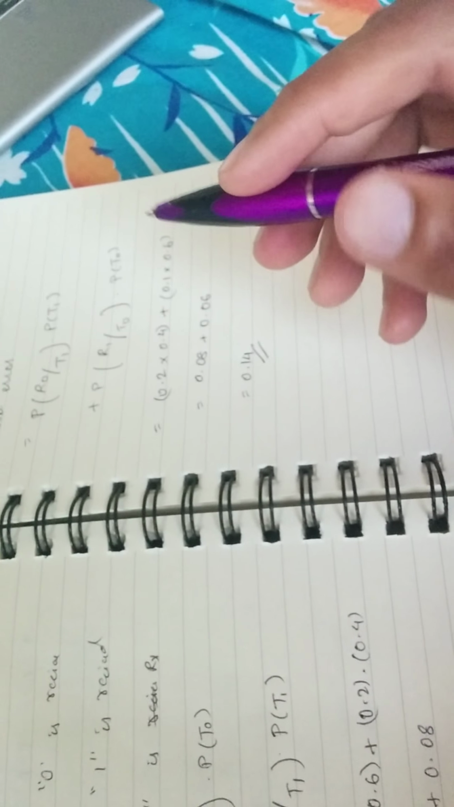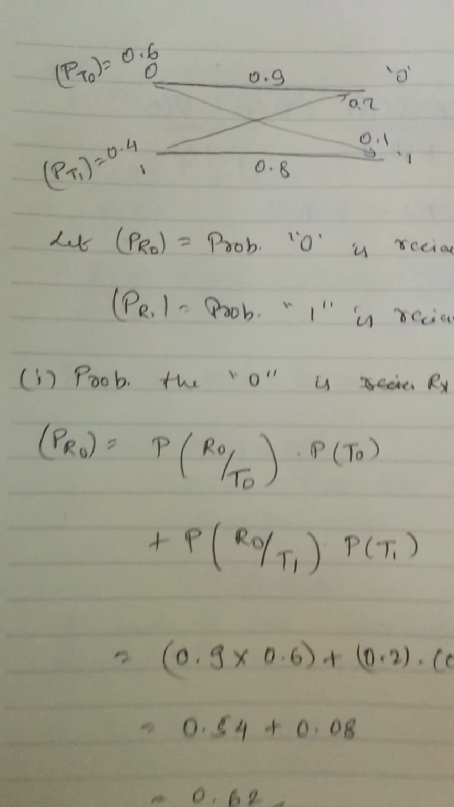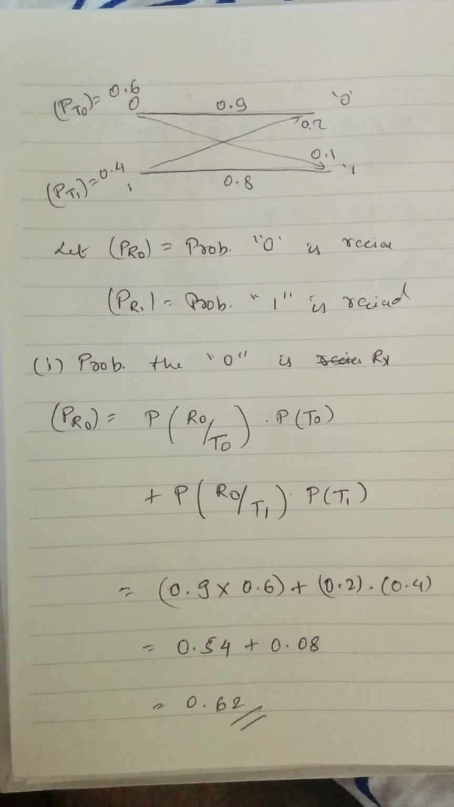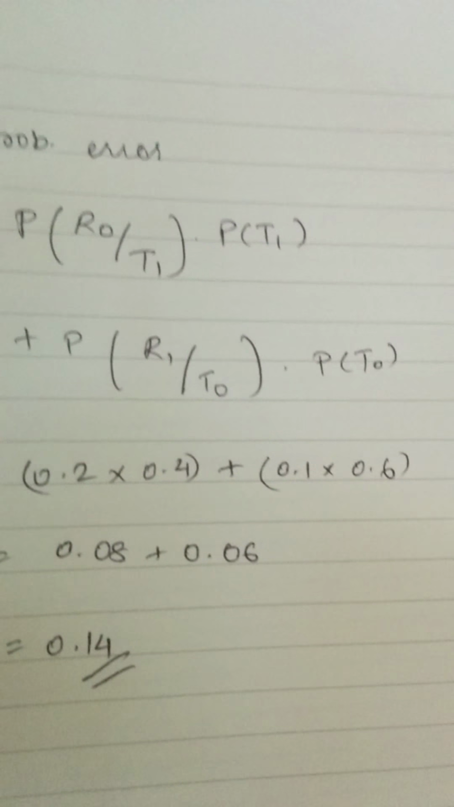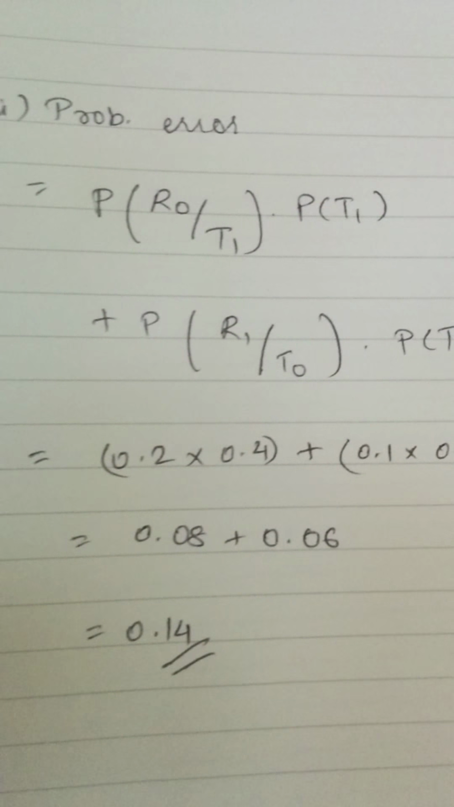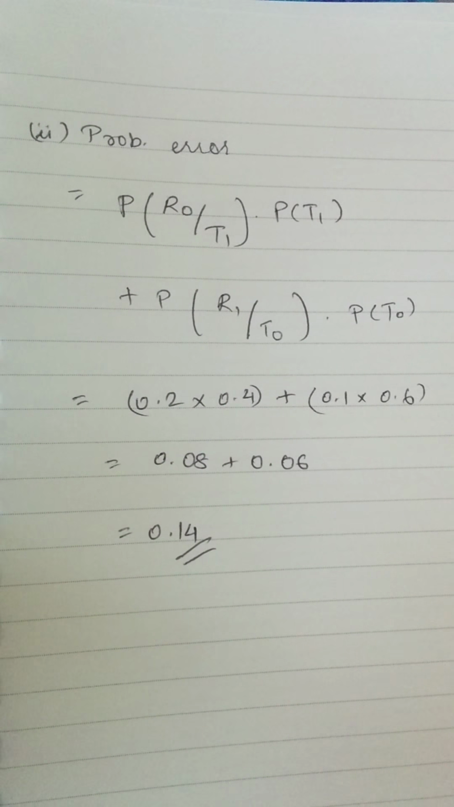So from the given conditions, the probability that 0 was received is 0.62, and the probability of error is 0.14. Let's look at the sum once for reference. And this is the second part.